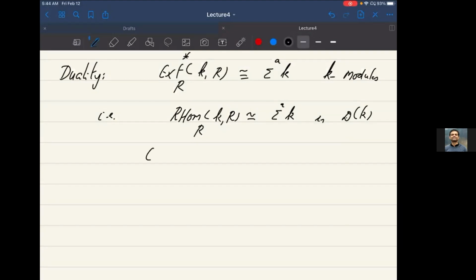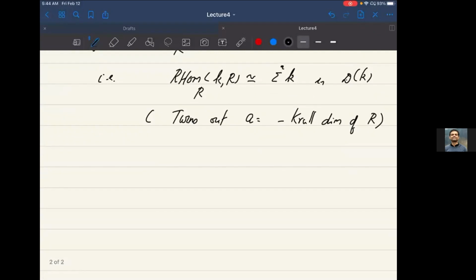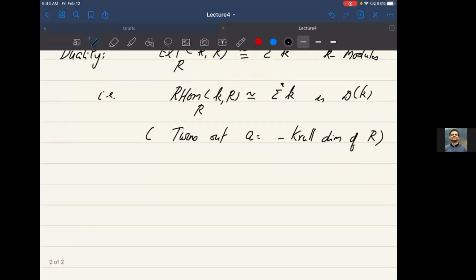Now, I should mention here, by the way, it turns out that a is equal to the negative of the Krull dimension of the local ring R. So this is something special to the local algebra case, that it depends on the Krull dimension. Now there are other modules that have this property, that maps from k into that module turn out to be equal to k.